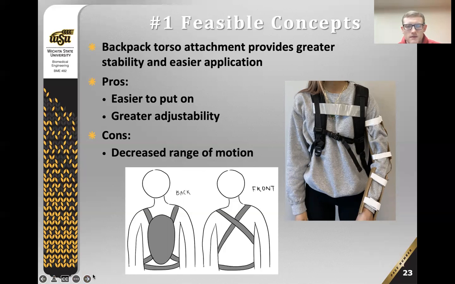A backpack designed for the attachment point would allow the patient to easily slip the device over their shoulders and adjust for comfort, with multiple straps around the waist and chest. However, in exchange for a device that is easier to put on, the patient could experience a lesser range of motion above the torso due to the nature of the straps.